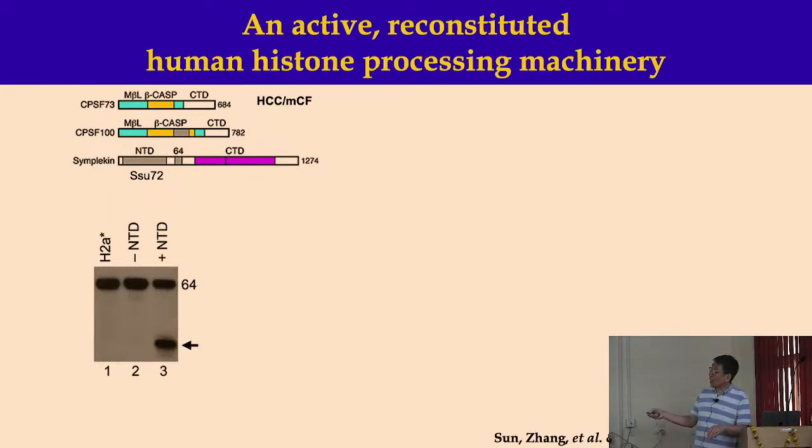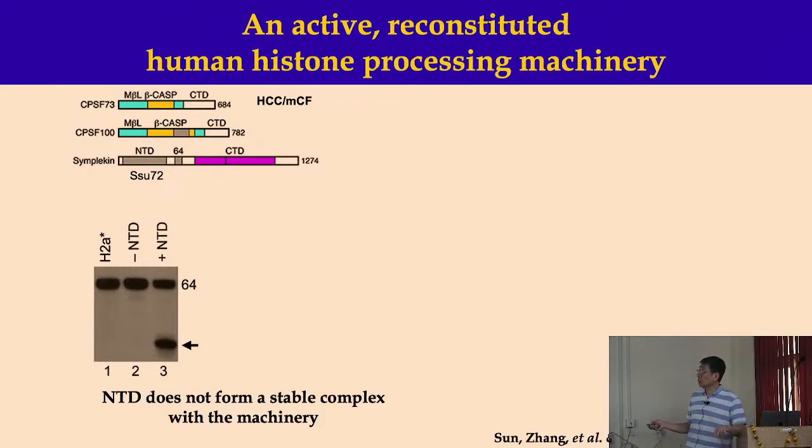And lo and behold, when you add it in, we got beautiful cleavage activity. So RNA got cleaved to a smaller species. This is exactly what you get using nuclear extracts. So this is the genuine product that's formed by adding NTD as a separate protein. So that shows the NTD actually is very important.